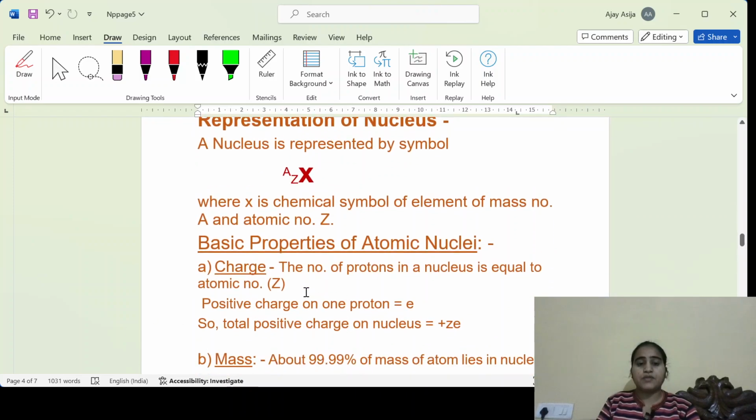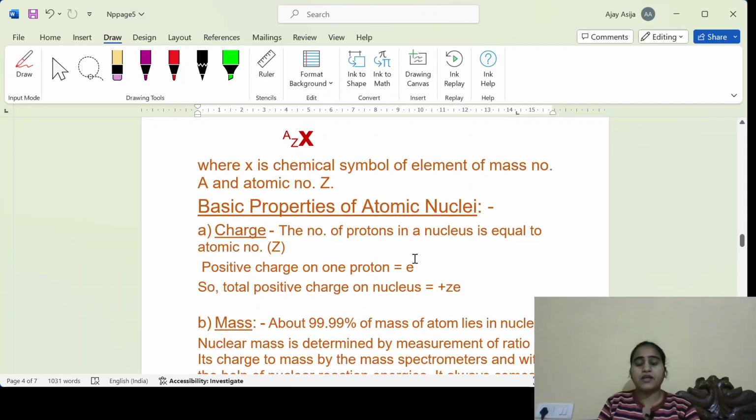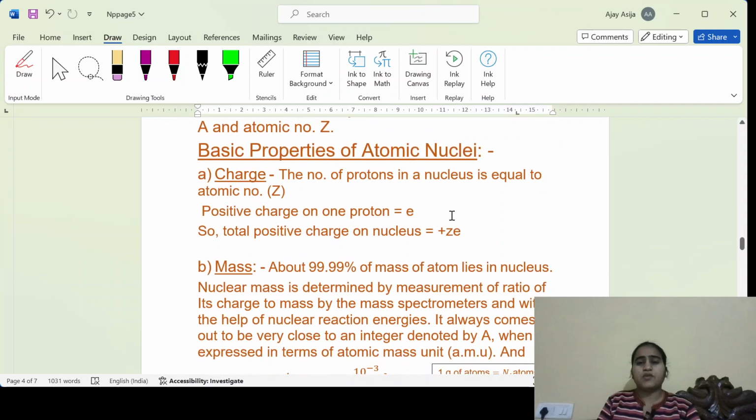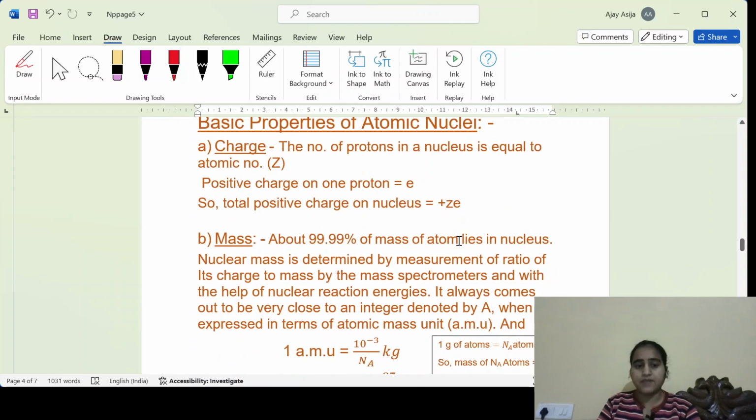So let us move to the basic properties of atomic nuclei. Here we will discuss two properties, and other properties we will discuss in the next video. Let us start with the first property, that is charge. The number of protons in a nucleus is equal to the atomic number, and one single proton has positive charge e. So Z protons will have a total positive charge of plus Ze. So the positive charge on the nucleus is plus Ze.